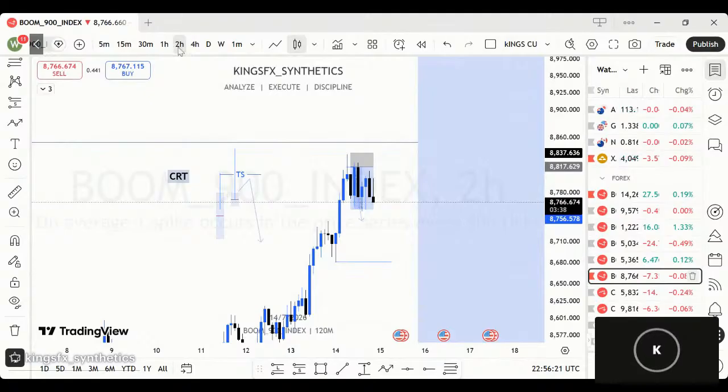So now you can see, let me clear the entry of this area. Let me clear this entry and then we will look at the charts clearly. Now, whenever price takes out the high of this, it will come back for the low of this candle, which is what we are talking about.